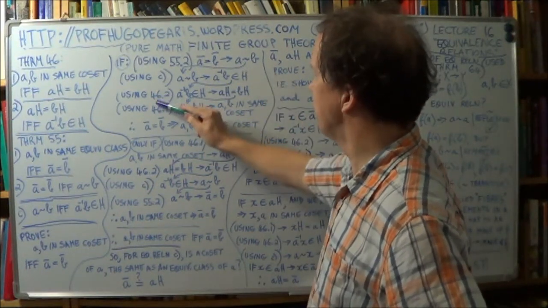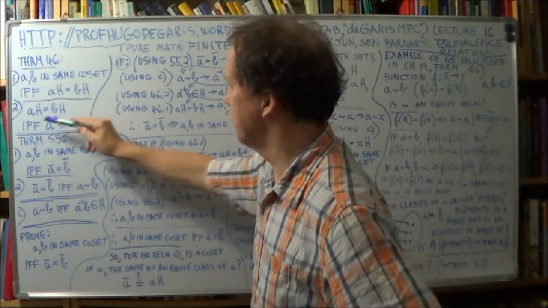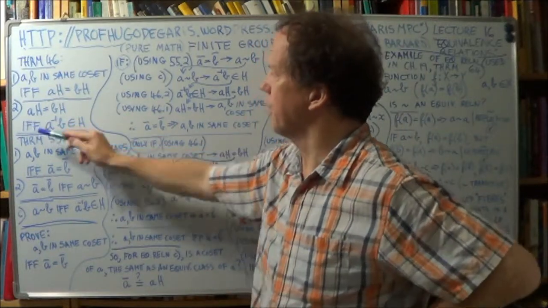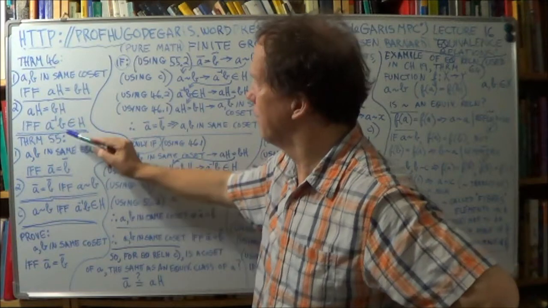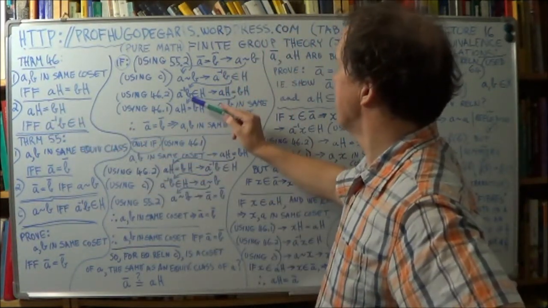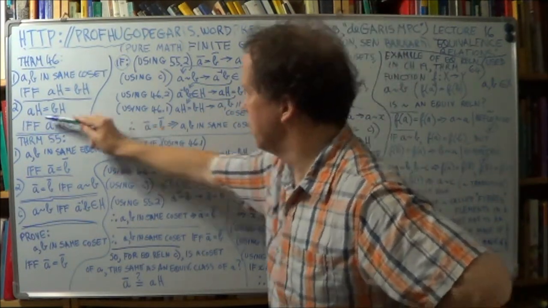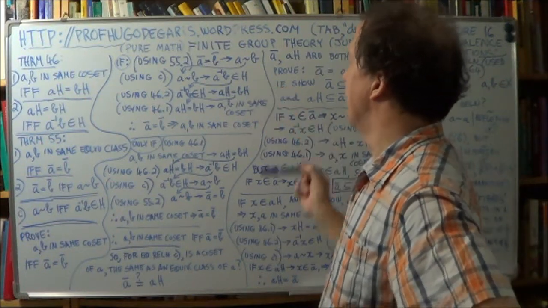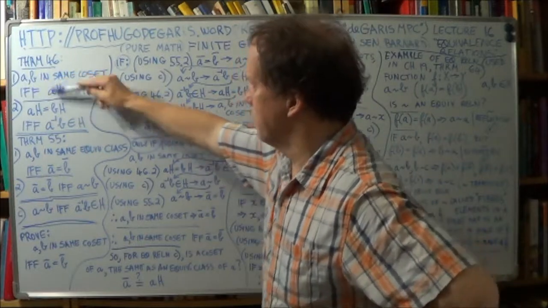Okay. Now using 46.2, this result, now this goes both ways, right? So we can go from the right-hand side to the left-hand side. So if we have this, we know that A inverse B belongs to H, so we can deduce AH equals BH. So we now have this, right? And now using 46 part 1, so that's this part.